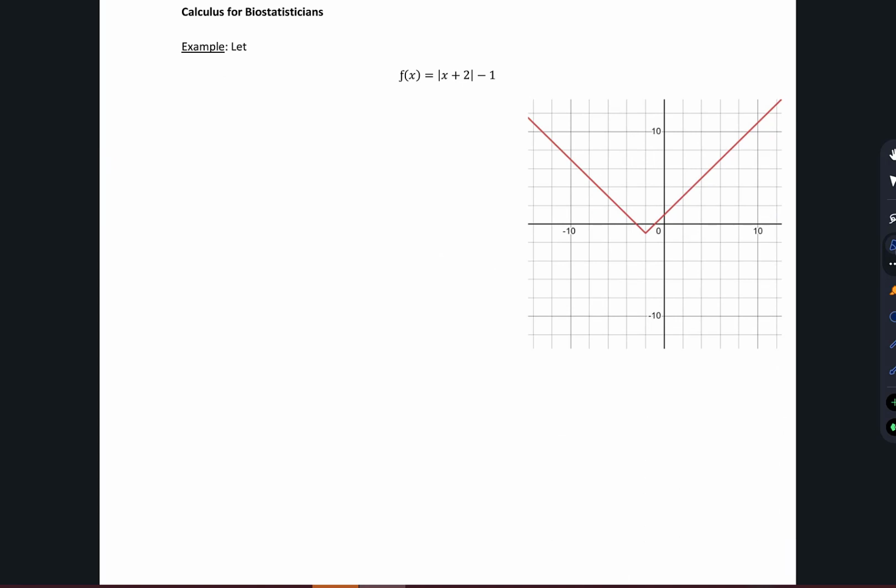So here we have f of x is equal to the absolute value of x plus 2 minus 1. And so anytime you see a function with an absolute value in it, it's often useful to write that as a stepwise or a piecewise function. So let's start by doing that.